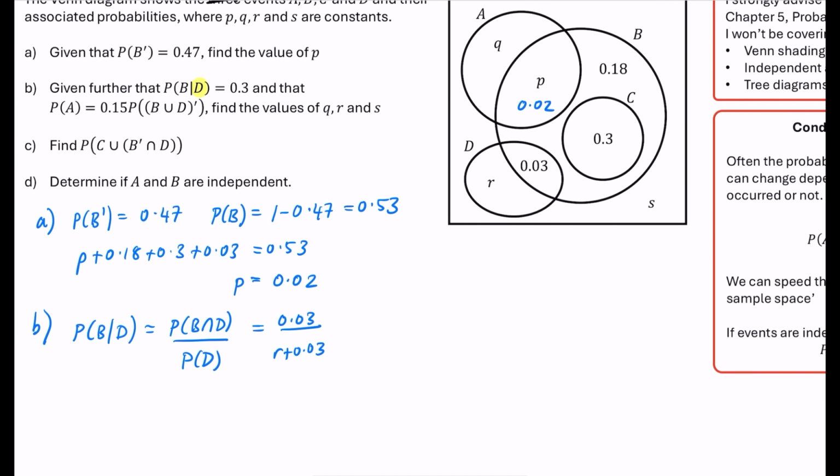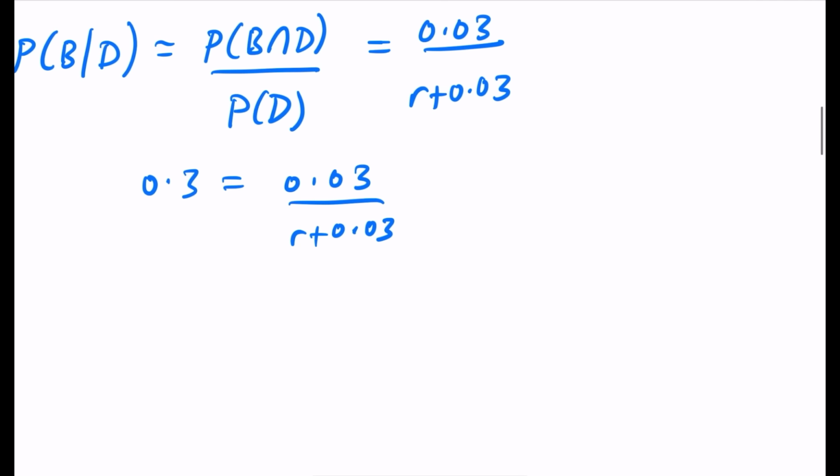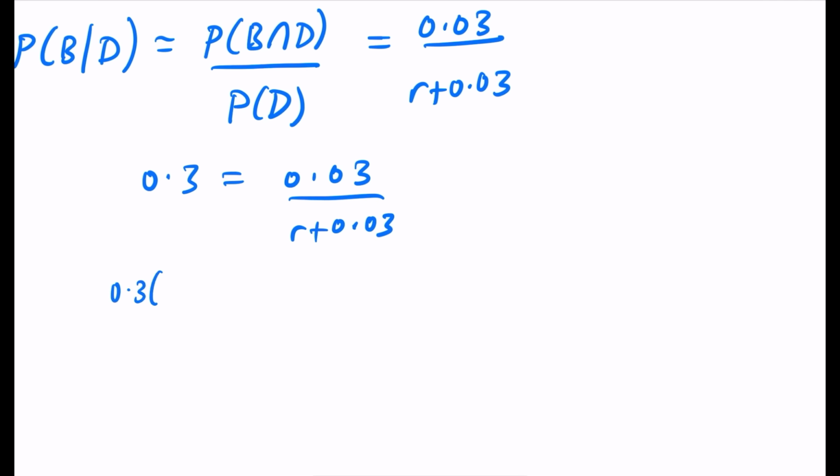So they've told me that the left-hand side, the probability of B given D, is 0.3. So I can now say that 0.3 is equal to 0.03 divided by R plus 0.03. So I'm actually going to multiply up. So I get 0.3 multiplied by R plus 0.03 is equal to 0.03. You're welcome to expand the brackets if you want to. My brain wants to do this.